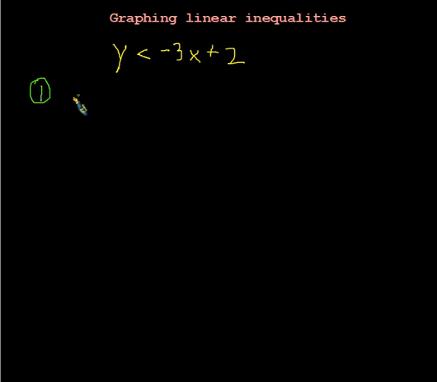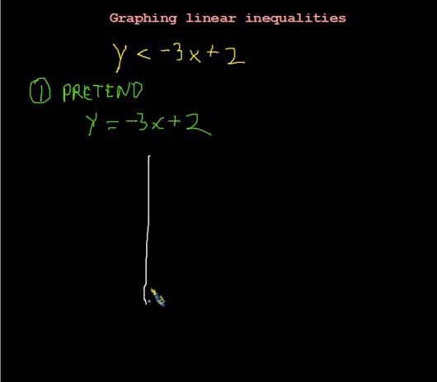Step number one, just pretend for a minute that you do have an equation. So we start off with that. And so we start off with the idea, what about y equals negative 3x plus 2? Hopefully you know how to graph this. And we'll use this as the boundary line for where we shade later for our linear inequality. Let's go ahead and take a look at how we might graph this.